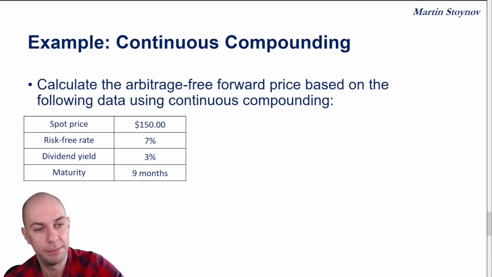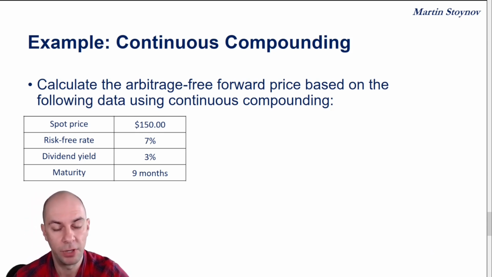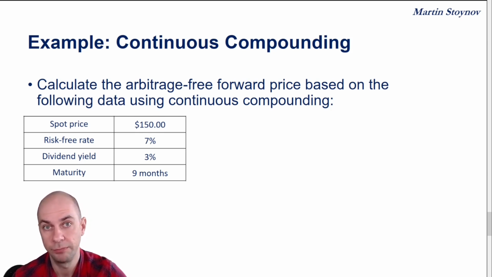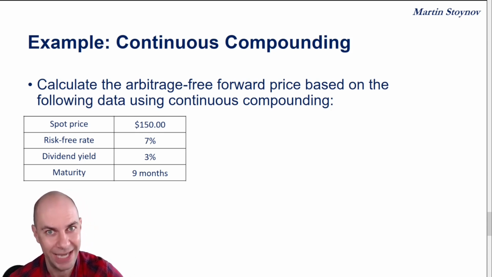Next, we're going to apply pretty much the same idea, but we're going to just try to do it with continuous compounding. So my spot price is $150, risk-free rate 7, dividend yield 3. So cost of carry here exceeds the benefit of carry. Maturity of the contract is going to be 9 months. I'm expecting the forward price to be above the spot price. I'm expecting to be in contango.